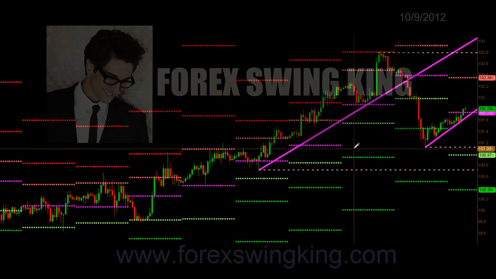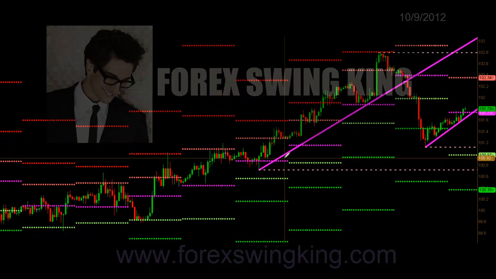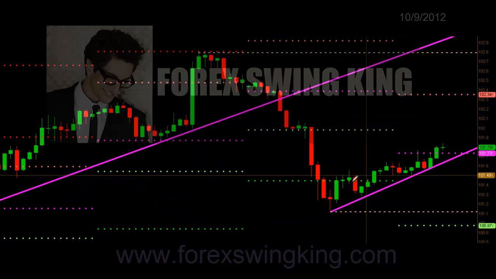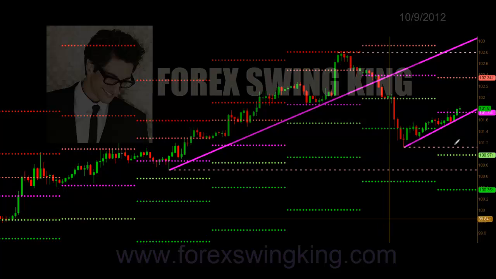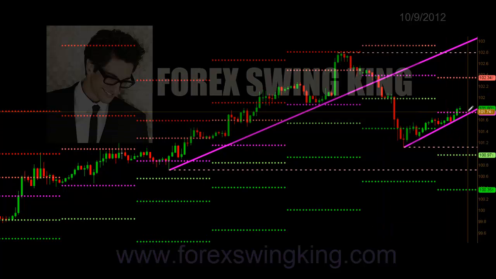Okay, looking at the Euro JPY, really like how this is setting up. It's just basing on this really weak support level going up. It's going to reach the mid pivot level. I'm thinking right around this region it's going to break below the support line.